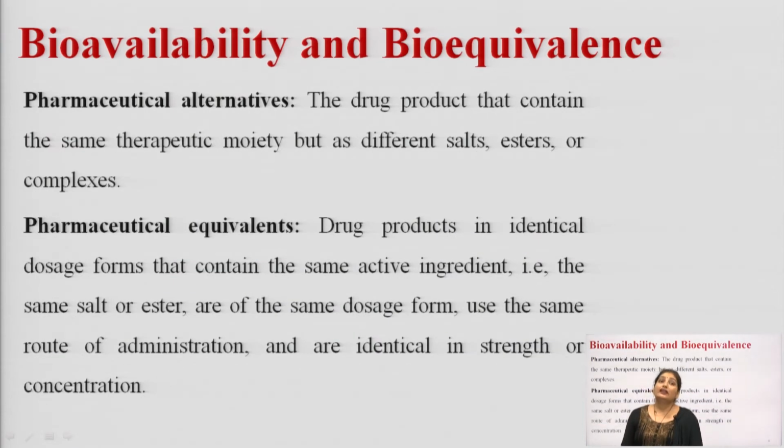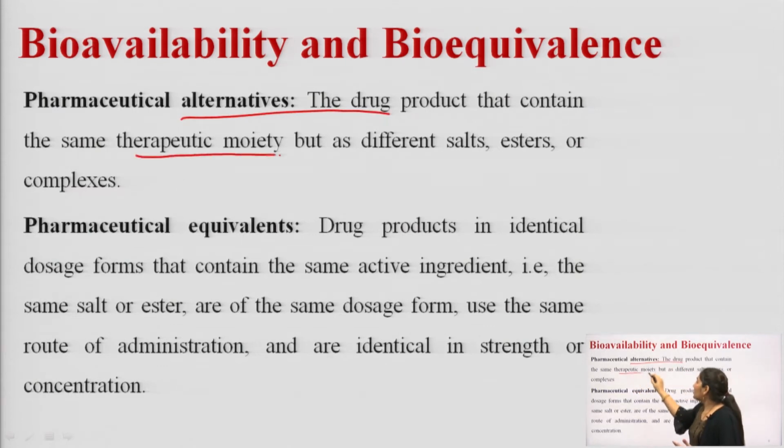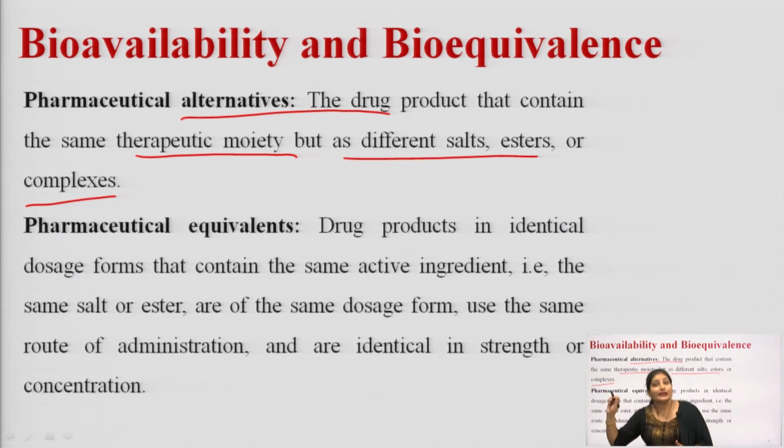Now, next is the pharmaceutical alternative. These are drug products that contain the same therapeutic moiety but different salt, ester, or complexes. It means the main active ingredient, the API, is similar, but its salt can be different, it can be an ester form, or it can be another complex. That is called the pharmaceutical alternative.